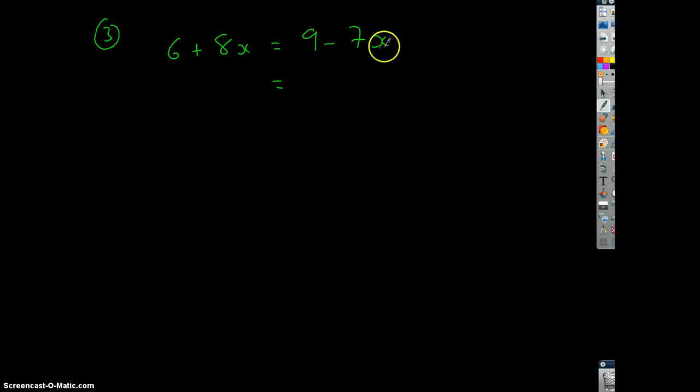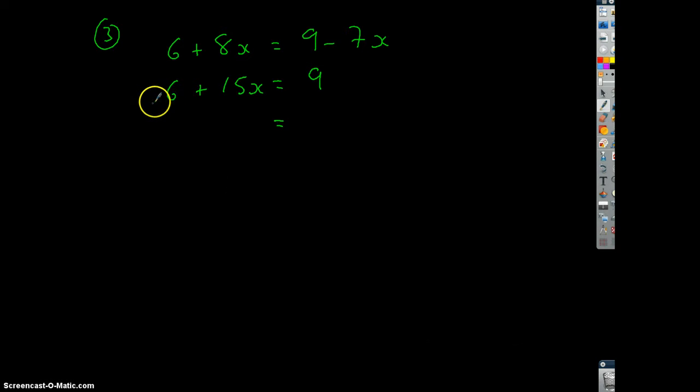So this looks a little bit awkward, so I'm going to suggest that we add 7x to both sides. When we add 7x to this side, negative 7x add 7x equals 0. Note, this negative sign is attached to this 7x here. So let's add 7x. Add 7x, 8x plus 7x is 15x. Nice column of equal signs again.